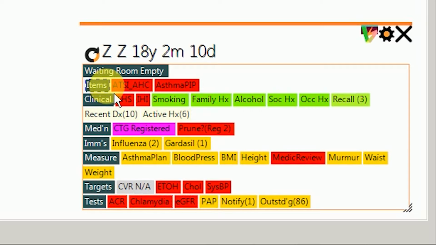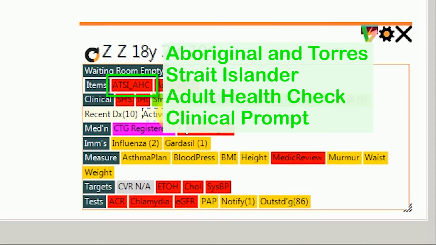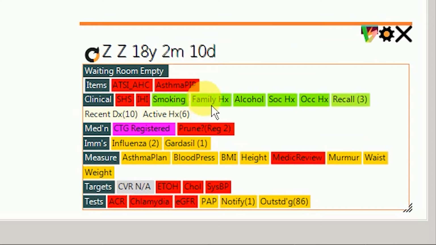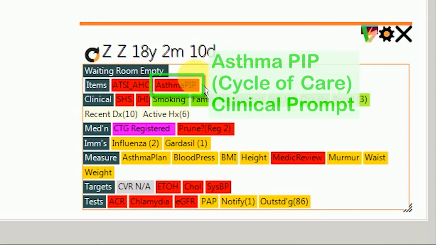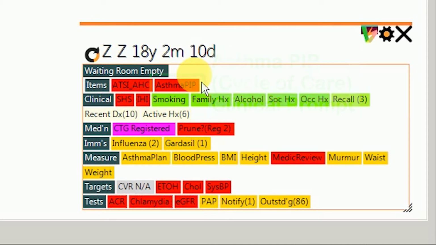She hasn't had her ATSI health assessment in the last 12 months. Neither has she had the asthma cycle of care completed, so perhaps today we can go some way towards that and then get her back a different day to complete the health check and the spirometry and pap smear.